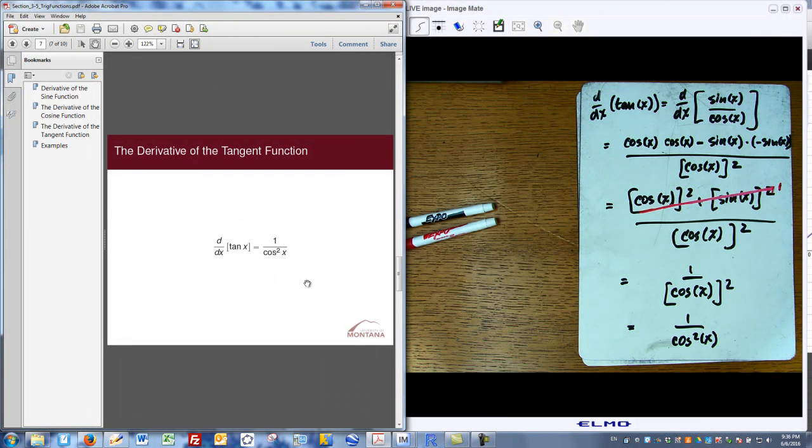So there we have it. The derivative of the tangent is 1 over the cosine squared of x. Let's do a few examples. So let's find the derivative of 2 sine 3x and see what we get.